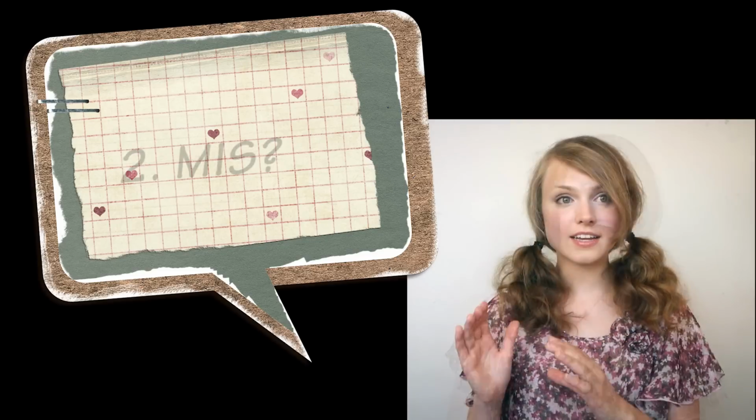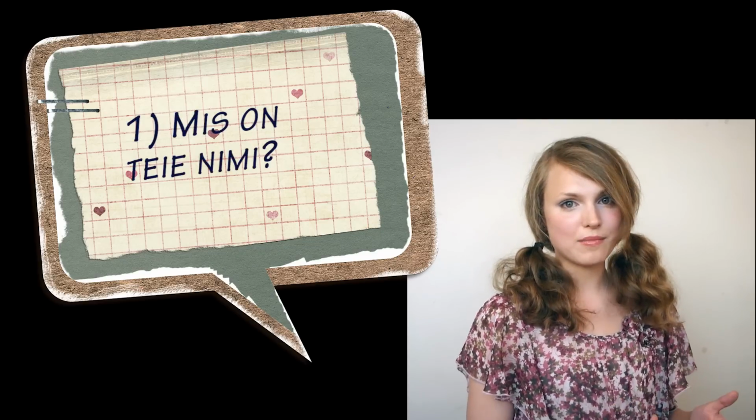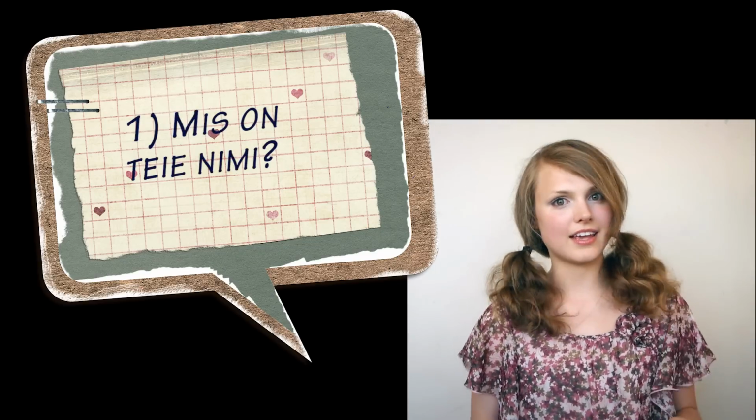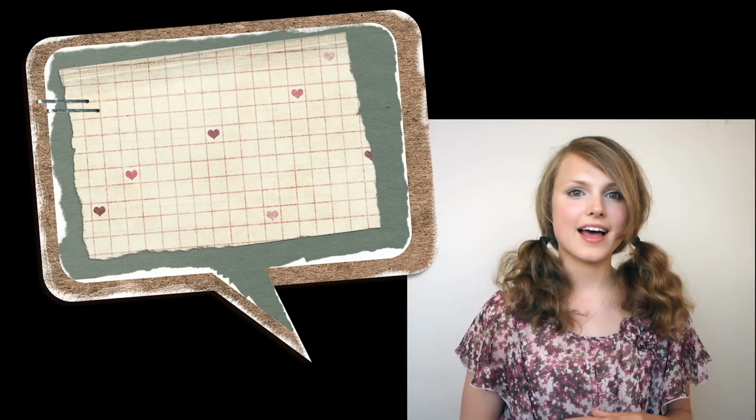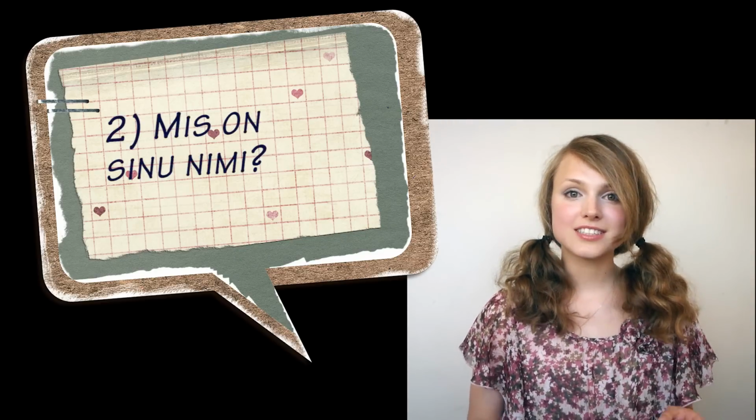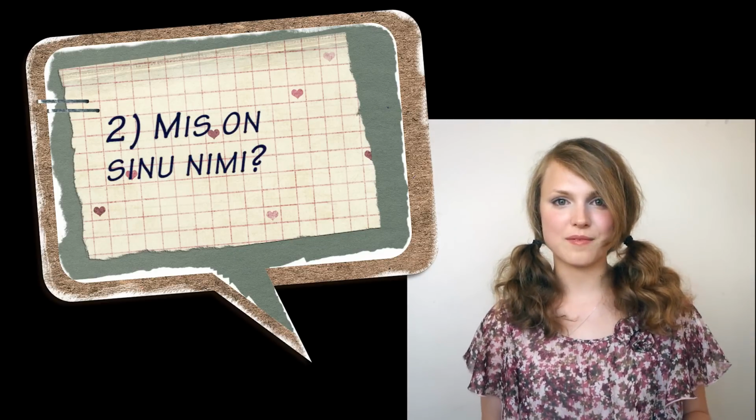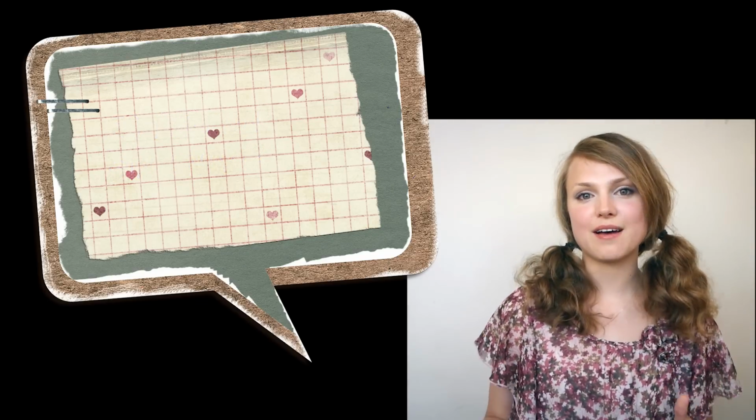Then the second set is mis on teie nimi? Mis on teie nimi? And the second question of the second set is mis on sinu nimi? Mis on sinu nimi? So you can see the same thing happens here.